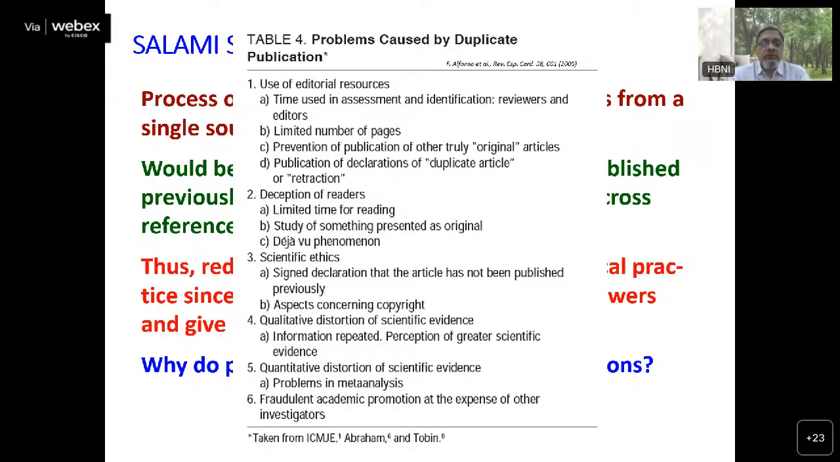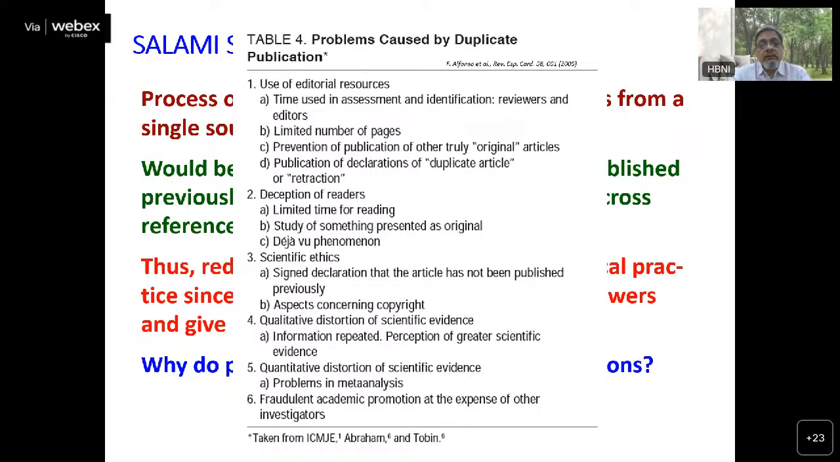And then also there's a question of ethics here, because these days, whenever you submit a manuscript, you have to submit a signed declaration that this set of results or this manuscript has not been submitted elsewhere to any other journal, it has not been published earlier. So these kinds of signed declarations will have to be given. And then once it is of course published, then there's an issue of copyright. Okay. And so all these things are broken by this practice.